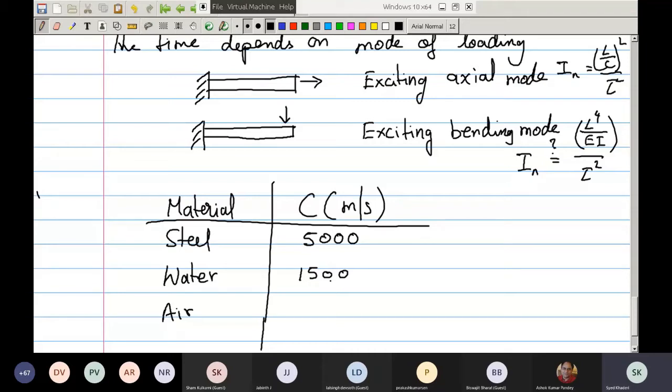So wave speed in air is about, I said 340, right? 340 meter per second. 332, 340. There are two answers. Yeah, give and take a few, 320, 340.